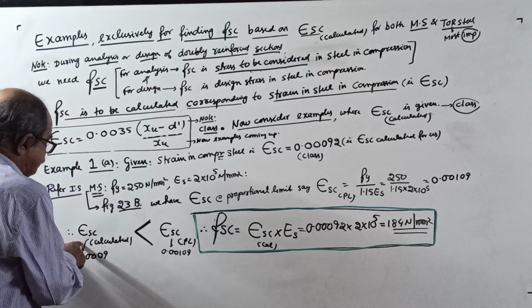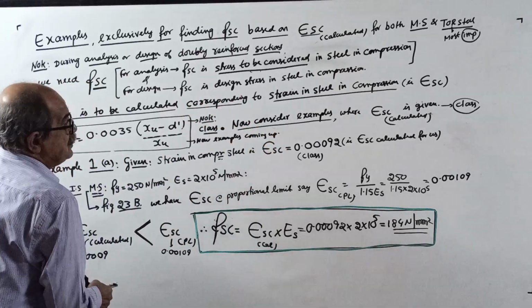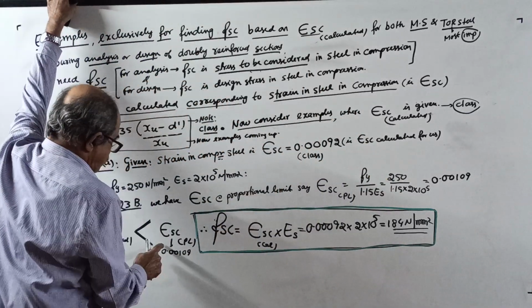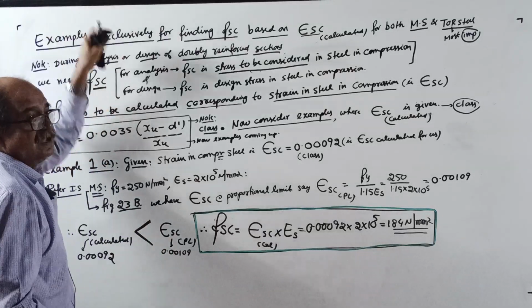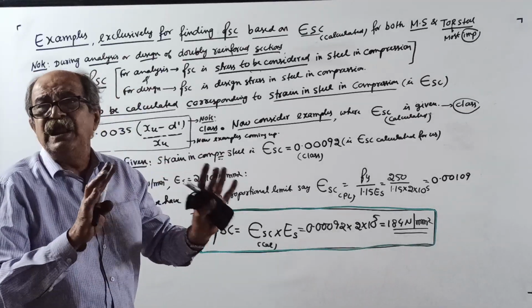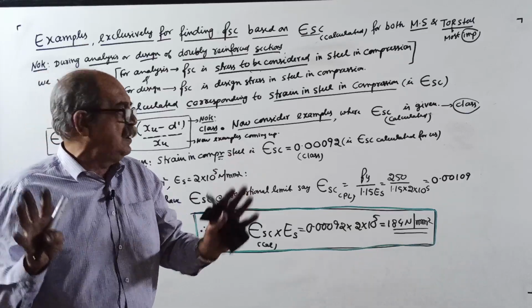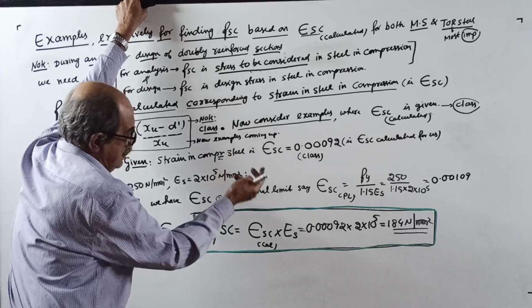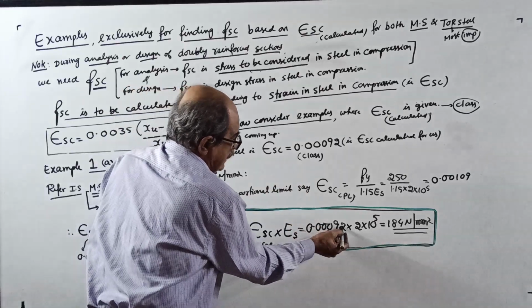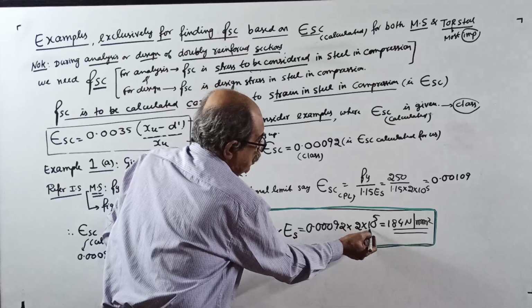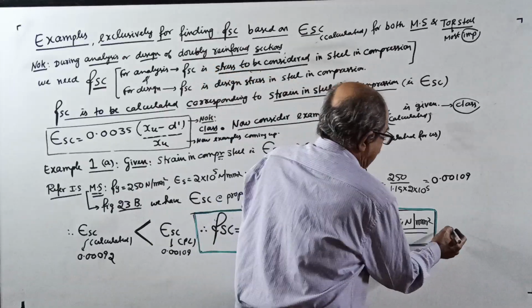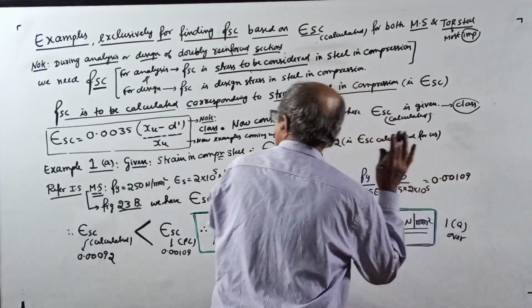Then what I told? Then compare the epsilon SC calculated, 0.00092, with epsilon SC at proportional limit, 0.00109. Then I told you, if the calculated epsilon SC is less than the proportional limit value, then no graph, nothing required. Directly FSC equals epsilon SC into Young's modulus of steel: 0.00092 calculated value into 2 x 10 to the power 5. Answer is 184 Newton per mm square. Question number 1A over. Okay, now start.